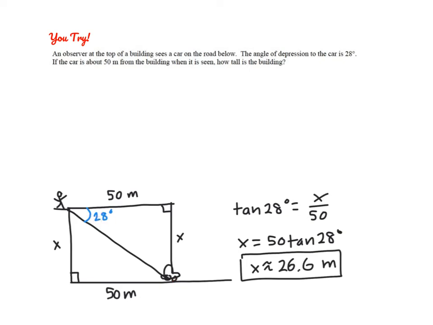They say that the car, here's my car, is 50 meters from the base of the building. If this is 50, so is this. And they would like us to know how tall the building is. If this is x, so is this. So then we can set up our ratio using tangent, multiply both sides by 50, and then use your calculator to give you a decimal approximation of 26.6 meters.